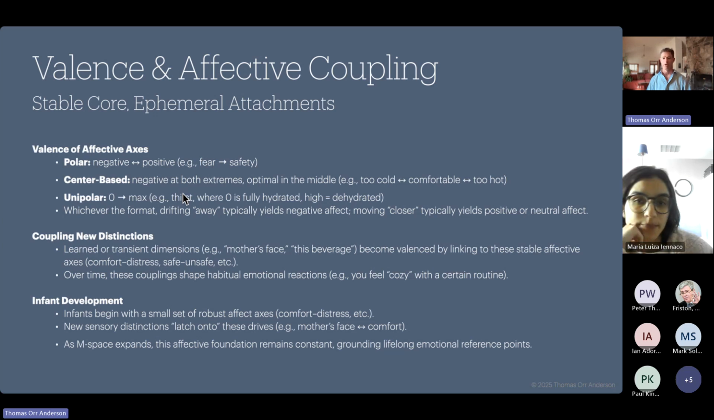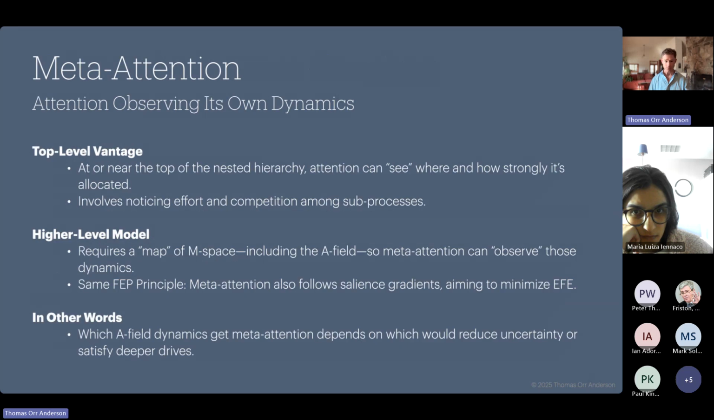So what is the original coupling? When a new dimension arises in an infant, to what might it couple? I propose that it couples to these affect axes, this core stable affective structure that defines M space from the start. And I've been reading Mark Soames' book, and it seems to resonate very well with this.